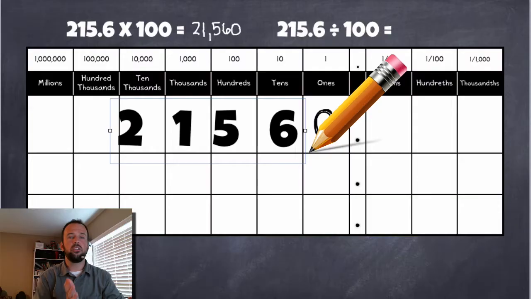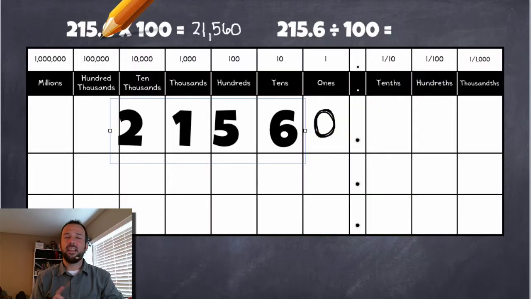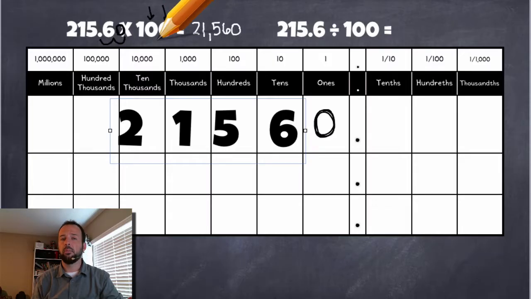21,560 because we shifted 2 spots to the left, which means that decimal point moved 2 spots to the right. 1, 2. We had to add in that 0, right? 21,560. That's our new number. We moved 2 spots to the left, which means the decimal moved 2 spots to the right. We had to add in that 0. We moved the 2 spots because there are 2 zeros in what we're multiplying by, okay?